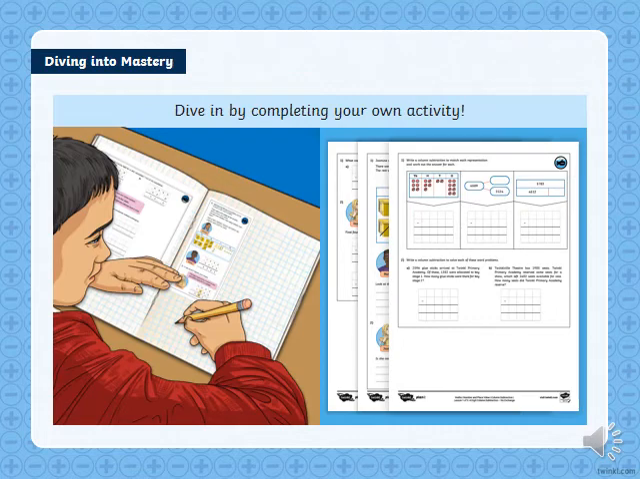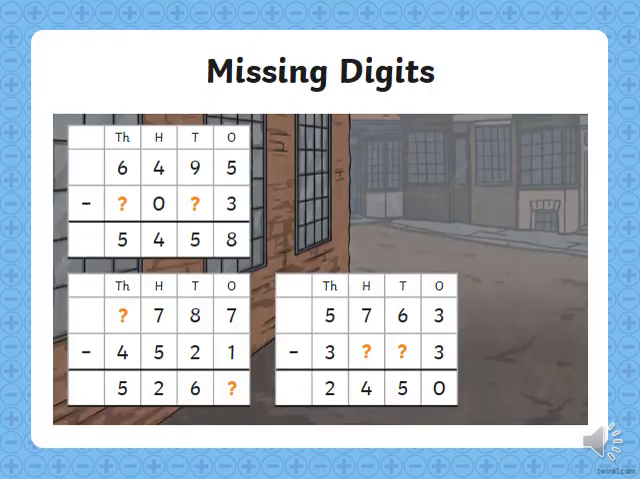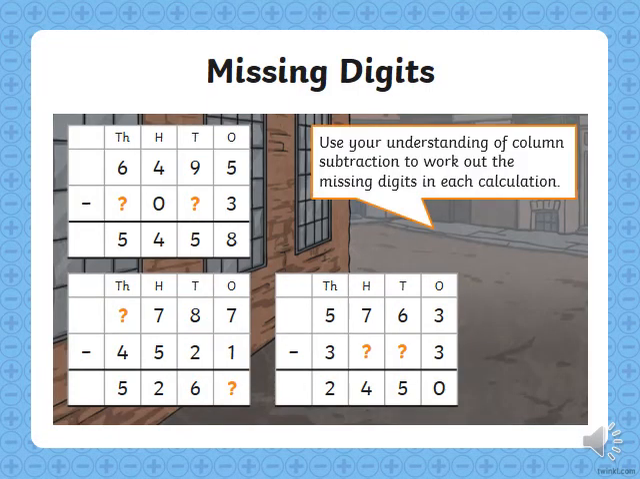Once you've done your questions, I want you to then mark your own work. Think about using our understanding of column subtraction to work out the missing digits in each calculation. You're going to have a think, what take away what makes the answer. You can pause the video here, have a go at that, and then come back.